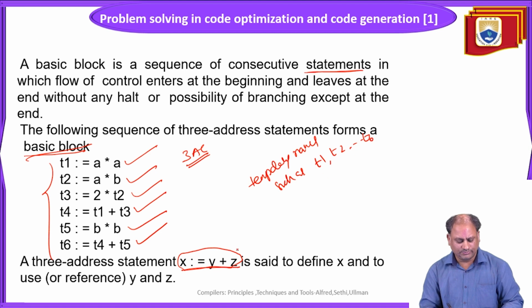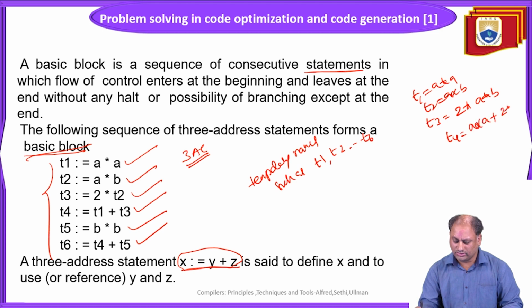So here T1 is A star A, and T2 is A star B. Now T3 equal to 2 star T2. What is T2? A star B only. Now T4 equal to T1 plus T3. What is T1? A star A. T3 is 2 star A star B. Now T5 equal to B star B. T6 equal to T4 plus T5. A star A plus 2 into A star B plus B star B.